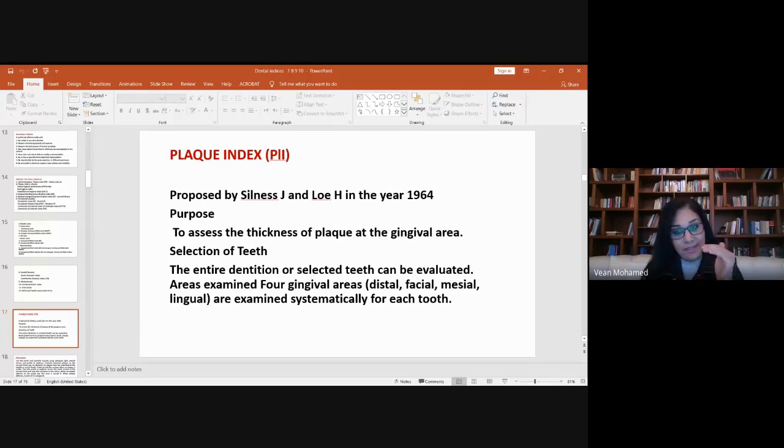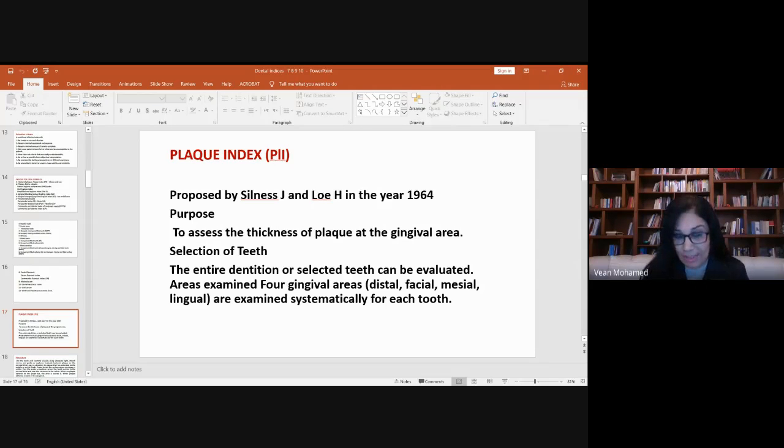You know, we have the incisal or occlusal area, we have the middle area, and we have the gingival area of the teeth. It is the area near the gingival sulcus, near the gingiva. So we assess the plaque present in that area. Which teeth will be selected? The entire dentition, or sometimes selected teeth can be evaluated. But it is better to examine the entire dentition, meaning all teeth present.